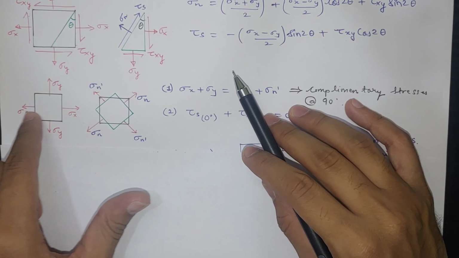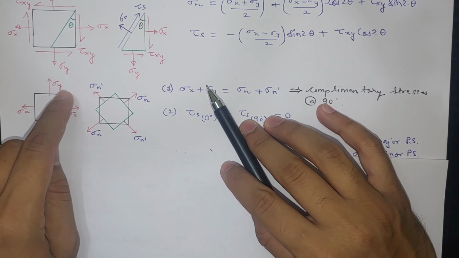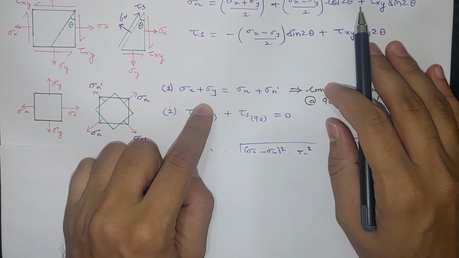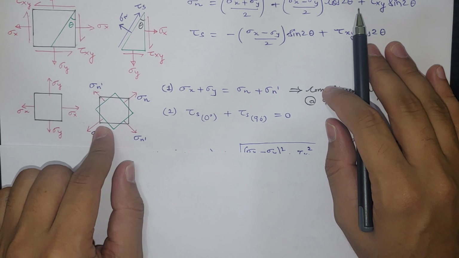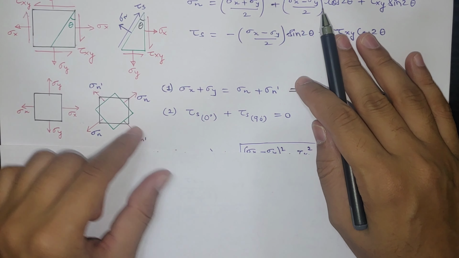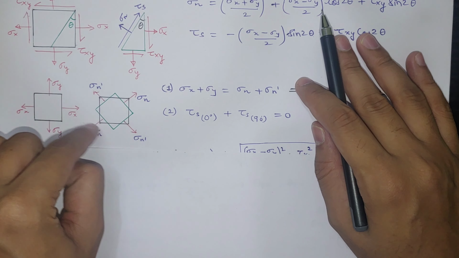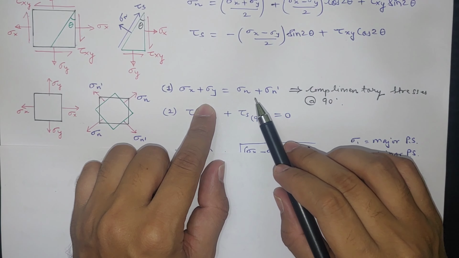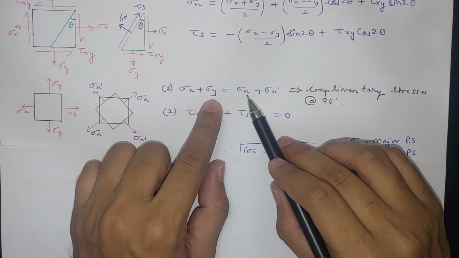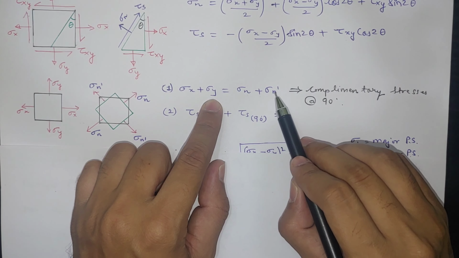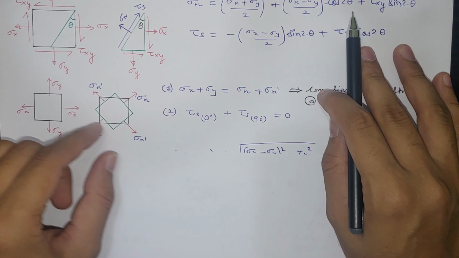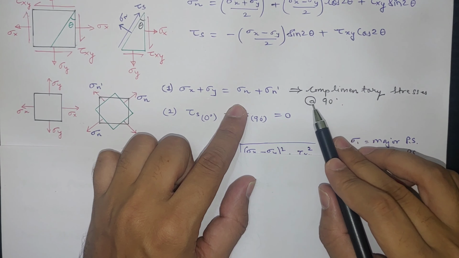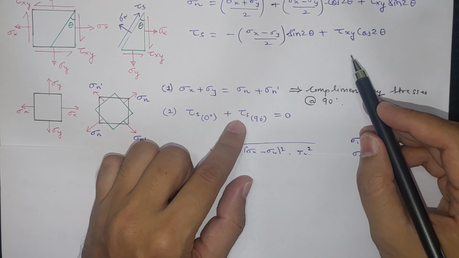So if we take the summation of sigma x and sigma y, that will be equal to sigma n plus sigma n dash, meaning the complementary stresses which are at perpendicular angles. If we rotate our element, at all angles these complementary stresses will have an equal value of summation. So sigma n plus sigma n dash will be equal to sigma x plus sigma y. At any angle, if we sum perpendicular stresses, that will be equal, and they are at 90 degrees, called complementary stresses.